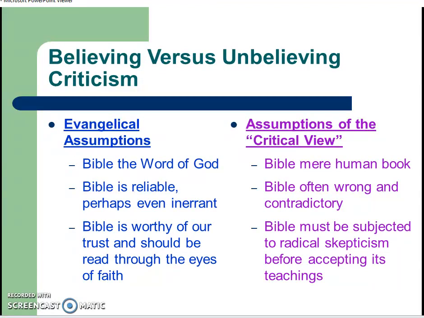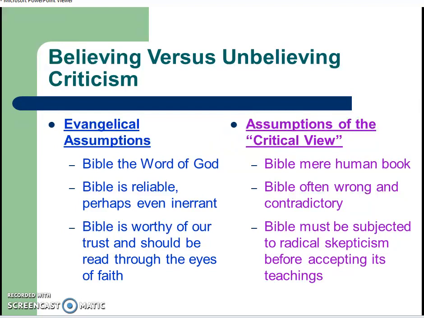Now, the way that we will approach the text is going to be different than the way certain other biblical scholars approach the text. We are approaching the text with evangelical presuppositions. We believe that the Bible is the Word of God. We assume that the Bible is reliable. We might even be willing to use the word inerrant. We believe that the Bible is worthy of our trust and should be read through the eyes of faith.